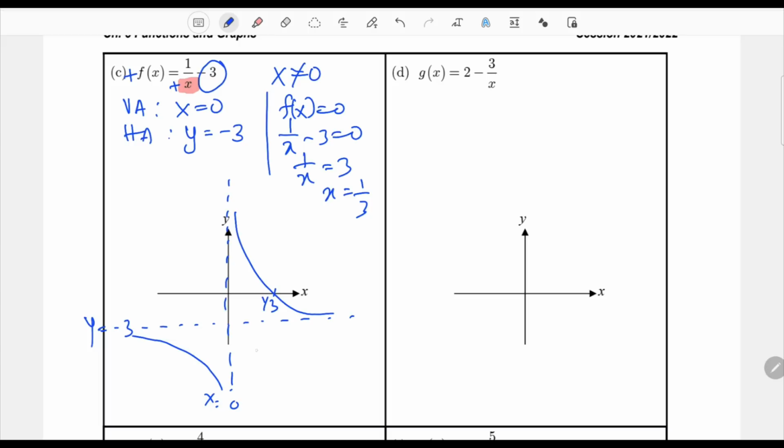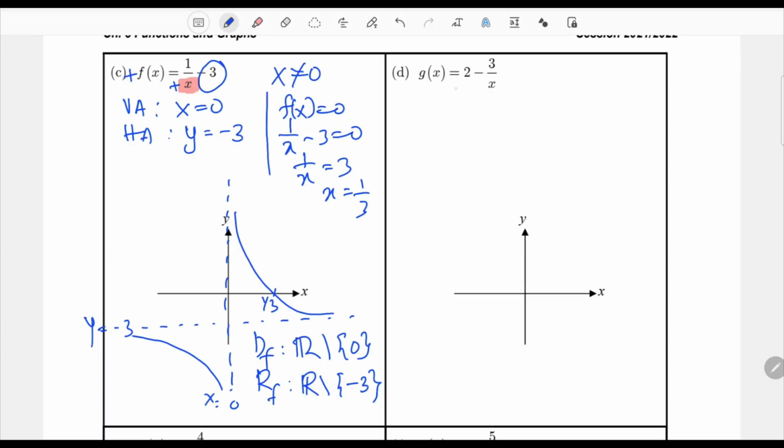Right? So the domain of f will be real number except the vertical asymptote, except 0. So range of f will be real number except the horizontal asymptote, which is negative 3. Is it okay? Right.